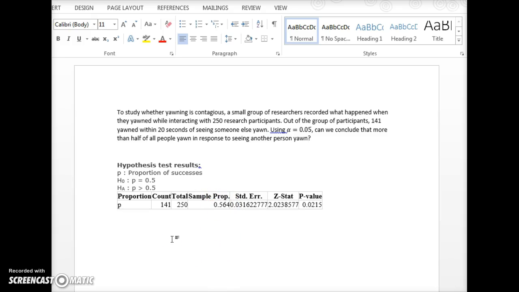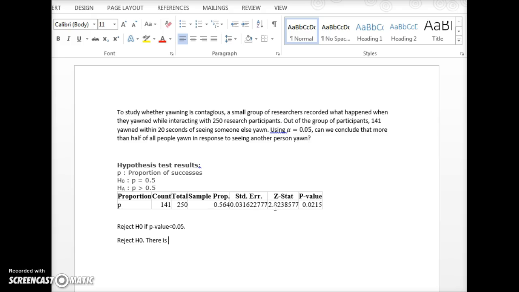So our conclusion, we do always reject H naught if the p-value is less than 0.05. And in this example, we see that our p-value is 0.02, which is less than 0.05. So we can conclude we reject H naught.